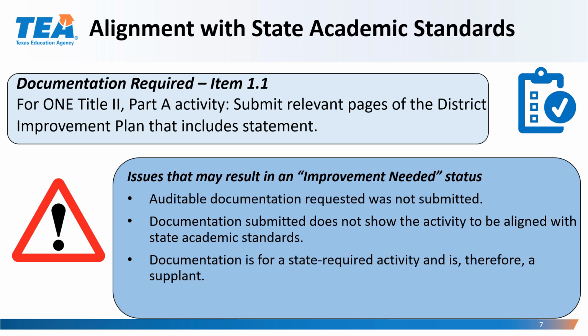Issues that may result in an improvement needed status for item 1.1 include the following. Auditable documentation requested was not submitted. Documentation submitted does not show the activity to be aligned with the state academic standards. Documentation is for a state required activity and is, therefore, a supplant.